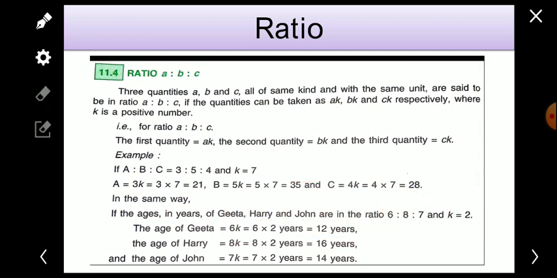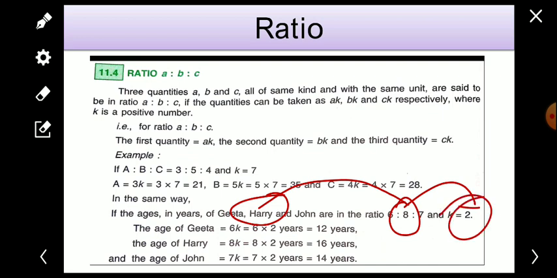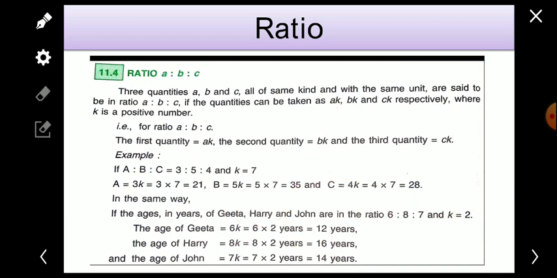Now Harry's age, the second number, we will take 8 into k, it means 8 into 2, 16. Okay, now John's age, what will it be? John is at the third place, so 7 into k, it means 7k, it means 7 into 2, it means 14 years.